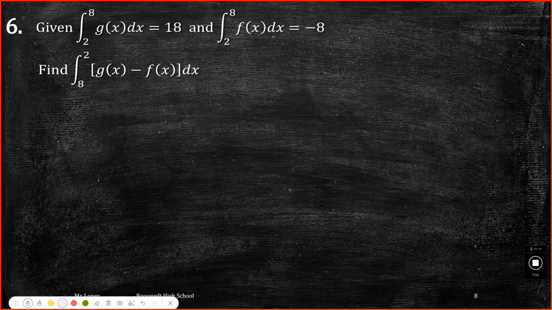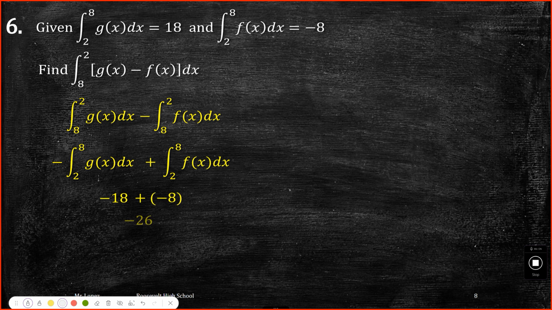Yeah, negative 26. Because you're going to get negative 18, then you're going to minus a positive 8, because you're going to become positive 8. Negative 26. Or whatever, yeah.